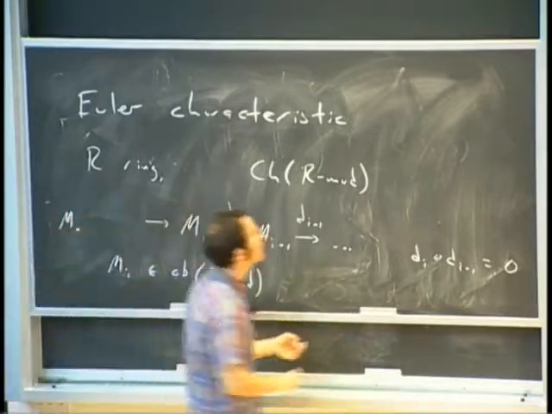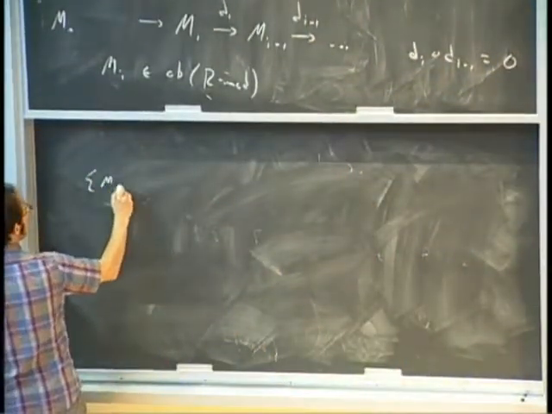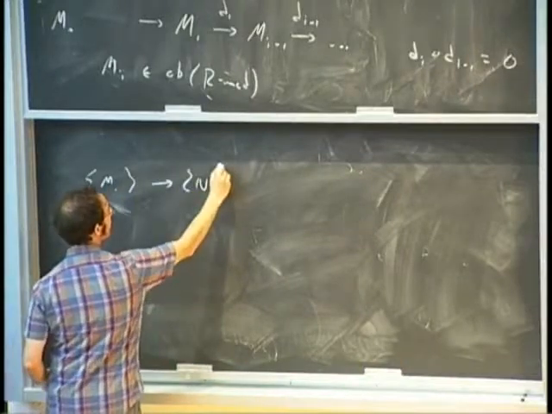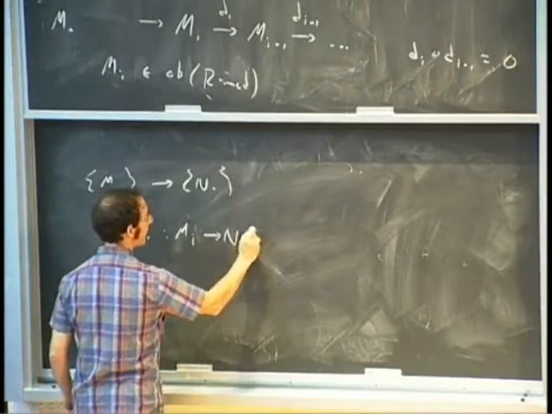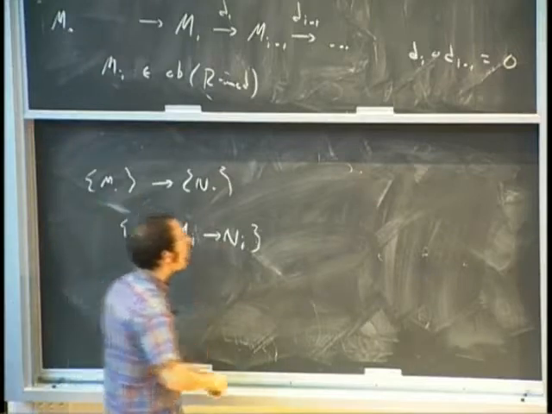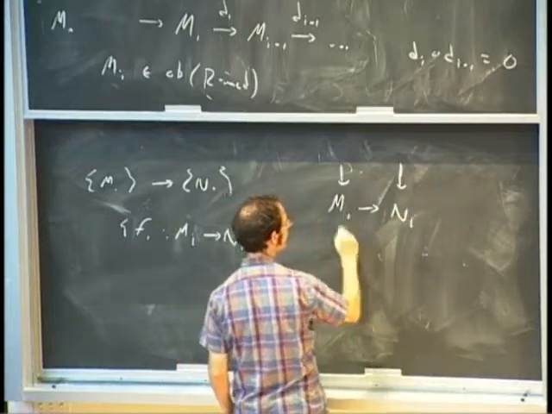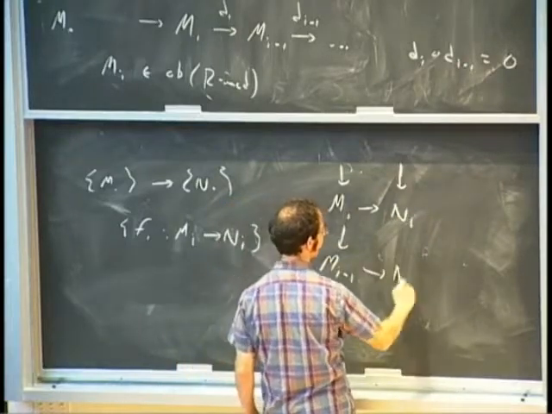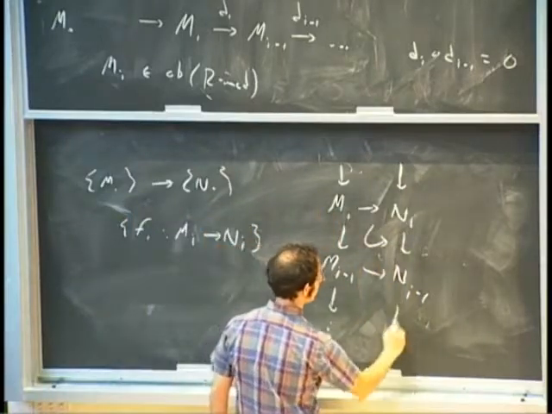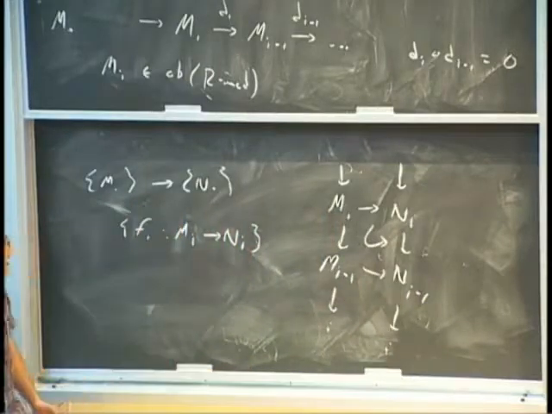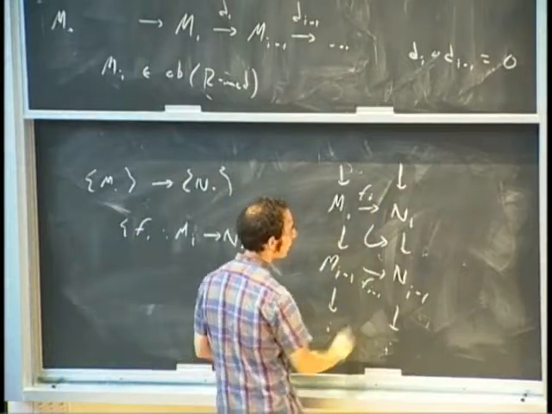So a morphism from M dot to N dot is a collection of maps f_i from M_i to N_i, which are R-module maps, and I require that all the diagrams of this form commute. Maybe I should label that f_i, and that's f_{i-1}, and so on.